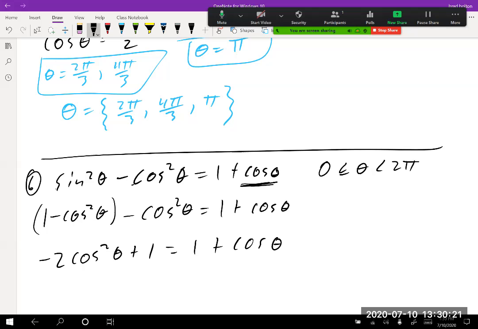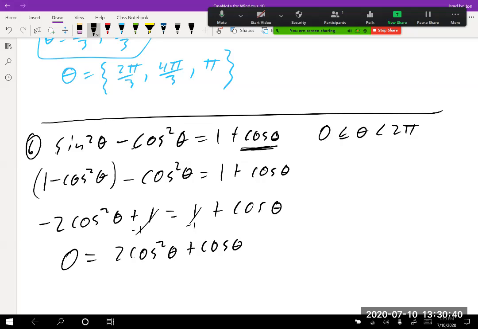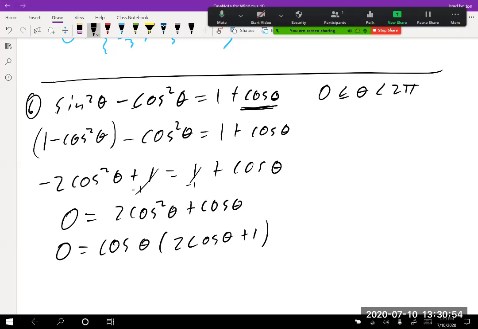I'm going to move everything to one side so we get 0 on one of the sides. So this will be 0 equals 2 cosine squared theta plus cosine theta. And when I subtract this, that's gone and that's gone. So that's our answer right there. So that means that we don't really have the normal double parentheses sets of factoring, but what we can do is factor out a cosine of theta, and that would leave me with 2 cosine theta plus 1.